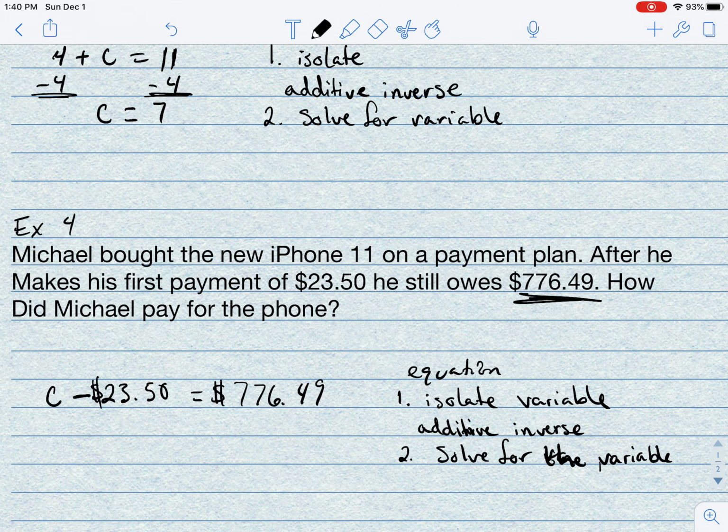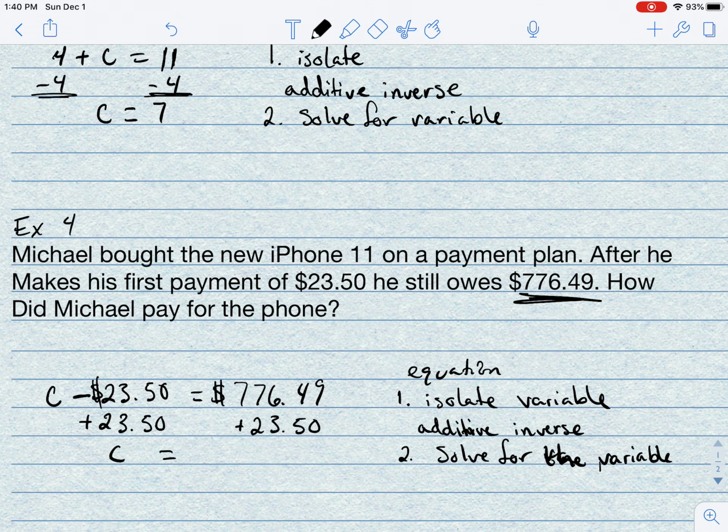So now we're gonna do the same steps. We've got our one-step equation. We need to isolate c, so we take the additive inverse of the minus 23.50, and so we're going to add that to both sides. On the left-hand side, we're going to be left with c, because a negative 23.5 plus a 23.5 is just going to give us 0. Additive identity, anything plus or minus 0 is just that thing, in this case c.